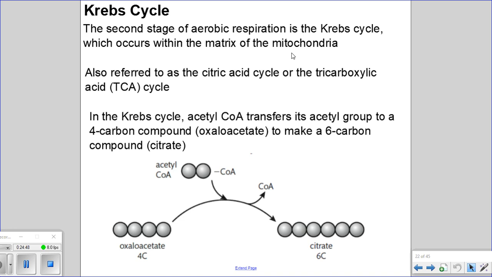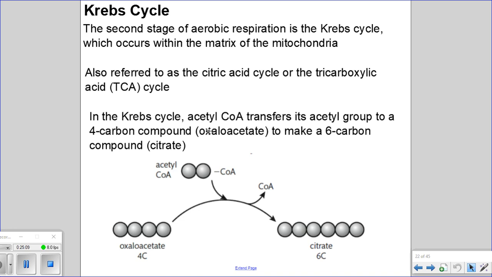So the second stage of aerobic respiration is the Krebs cycle, which occurs within the matrix of the mitochondria. It's also referred to as the citric acid cycle, or the tricarboxylic acid, the TCA cycle. So there's a few names for it. It's all the same thing.